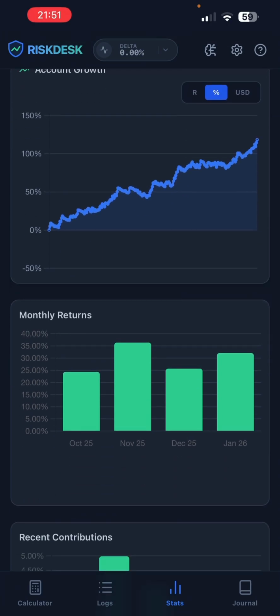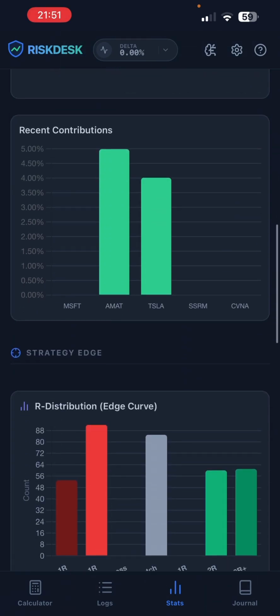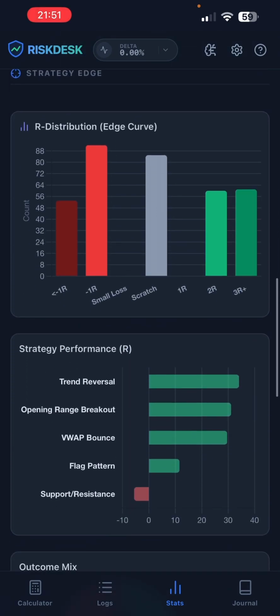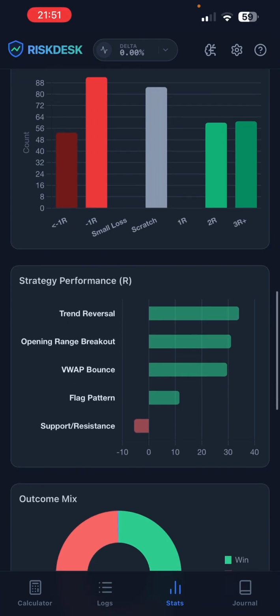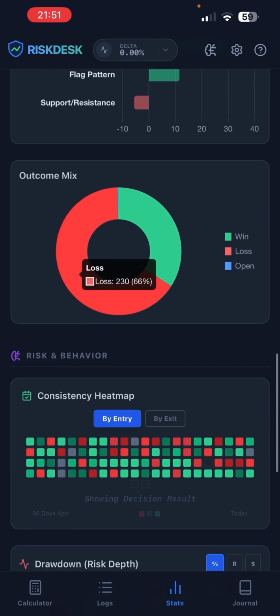You can see your monthly returns. You can see recent contributions from trades that have been taken recently. You can see your R distribution, so the prevalence of how your trades are falling within different R brackets. And based on the strategies that you have defined, you can see which of your strategies are being most effective. You can see the outcome of your trades, the wins, the losses, and any that are open. Hover over and touch it, and you can see that in percentage terms and the actual count.